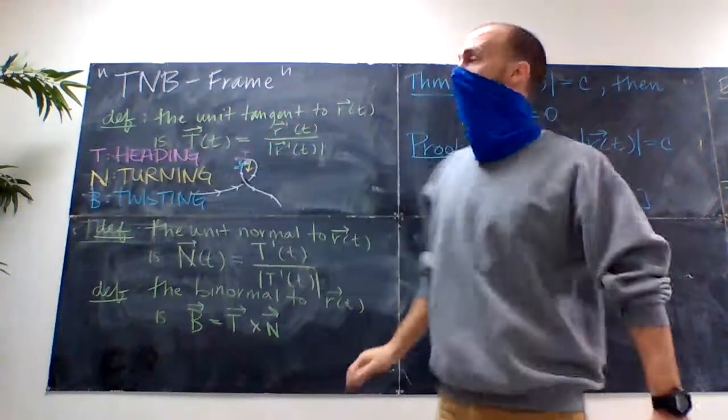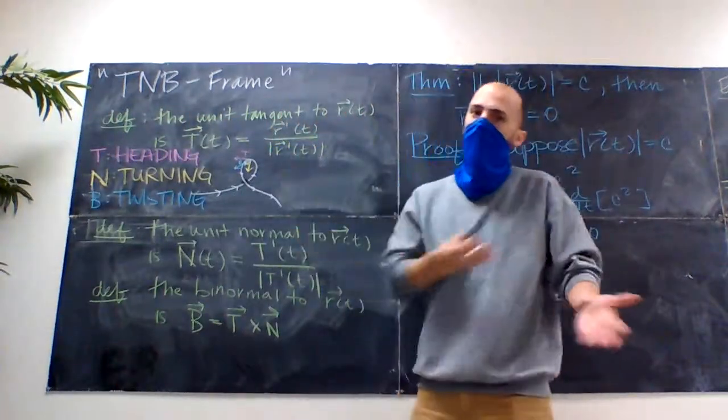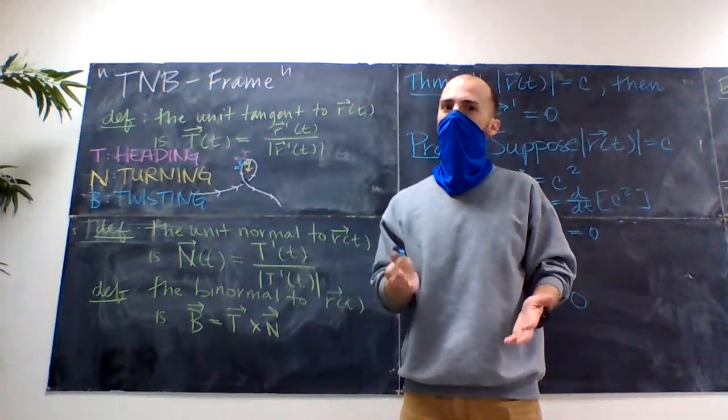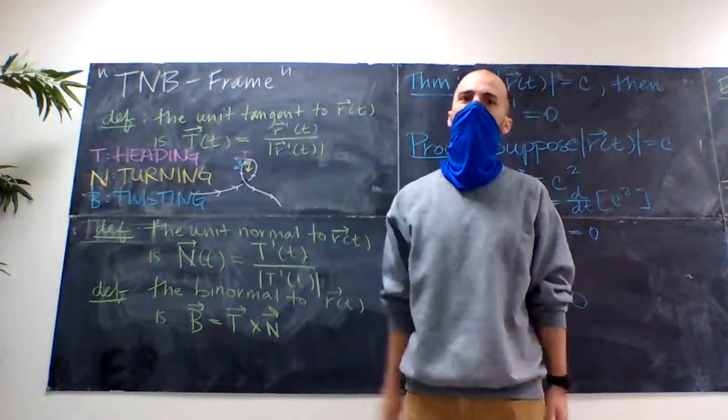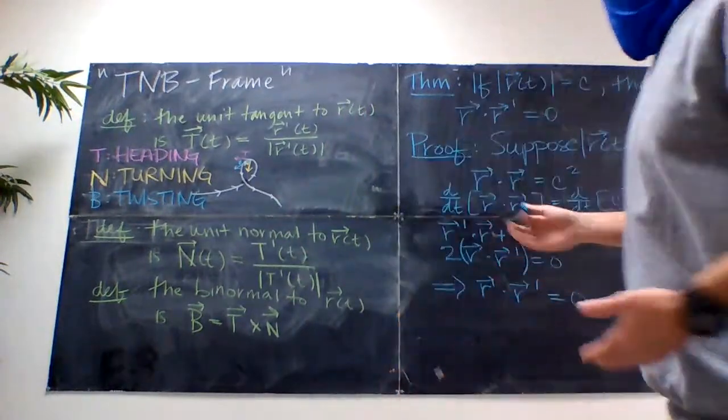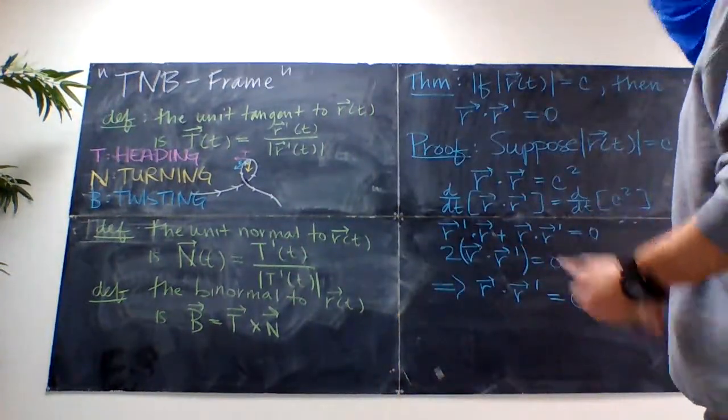In the past I had always thought of it as, okay, T is the direction it's heading, N is the direction where T is heading towards, and then B just fills out the space. But I like this better. And I think that's all I got for you for this video.